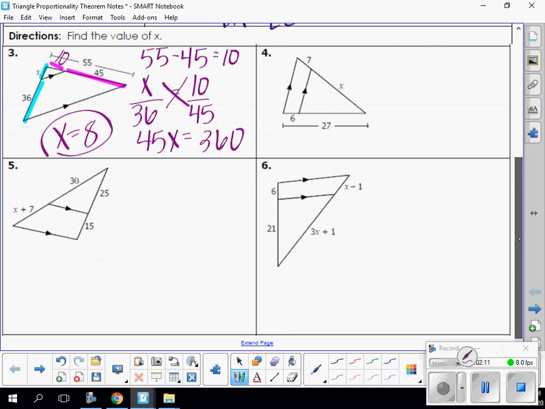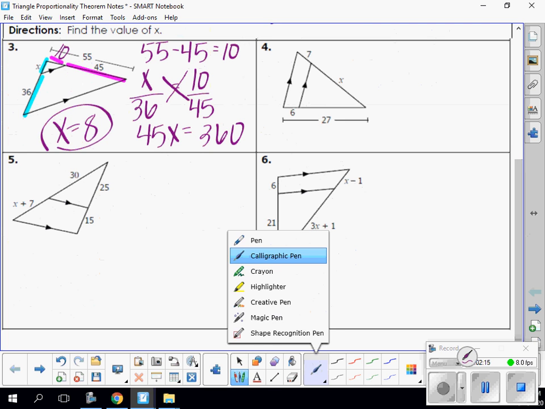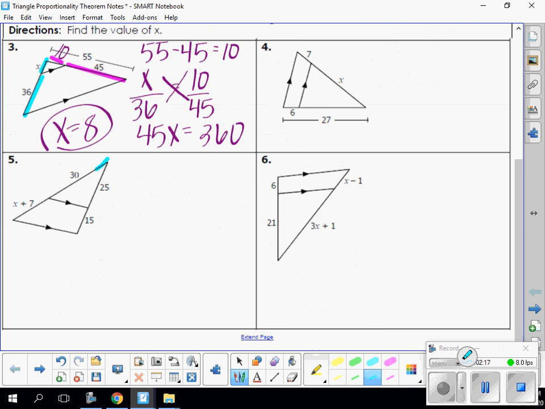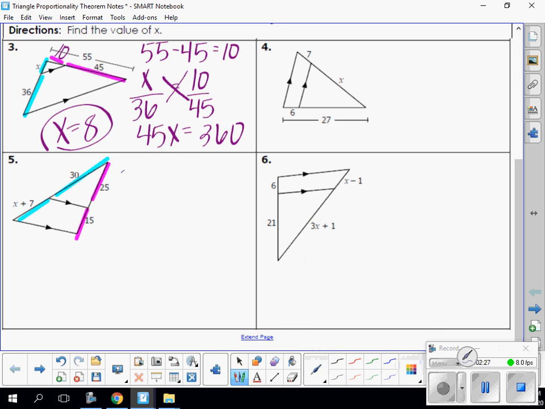Okay, you should have typed in your answer for number 4, so let's look at number 5. So again, if we're looking at one side of the triangle, we have our 30 and our x plus 7. The other side, we have our 25 and our 15. So setting those up accordingly, I'm going to put together my 30 over x plus 7. Since I started with 30, I need to start with my 25 over 15.